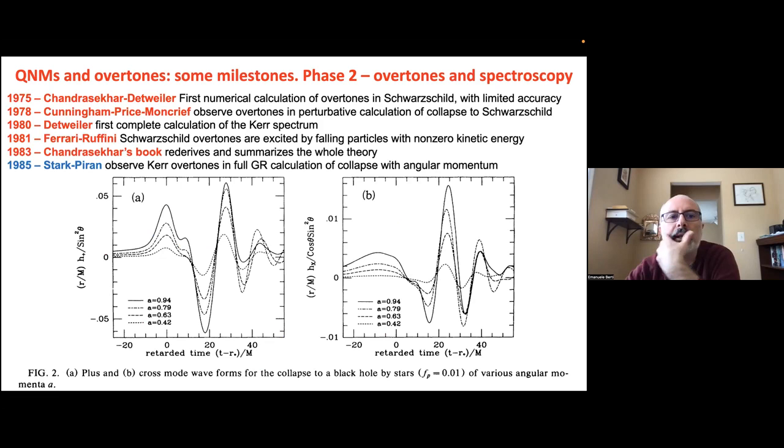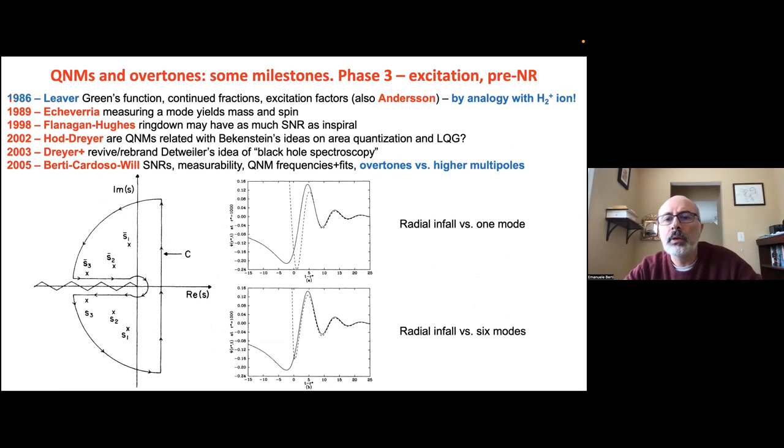Let me point out that also in the context of rotating black holes, the overtones were observed very early on. There were simulations in the mid-80s by Stark and Piran that pointed out that you end up with a Kerr black hole of different spins, and the fit to the waveforms improves when you include overtones. Now, if we want to understand whether these overtones are observable, we need to understand whether they can be excited in a realistic astrophysical merger.